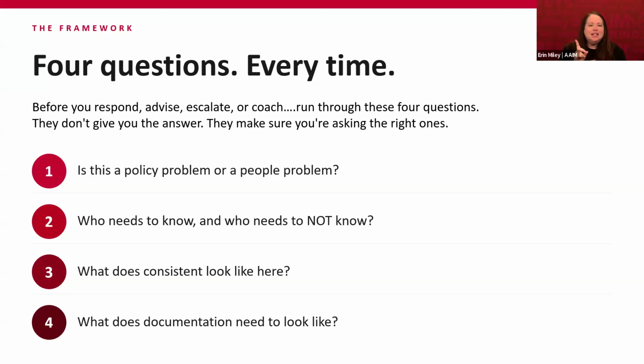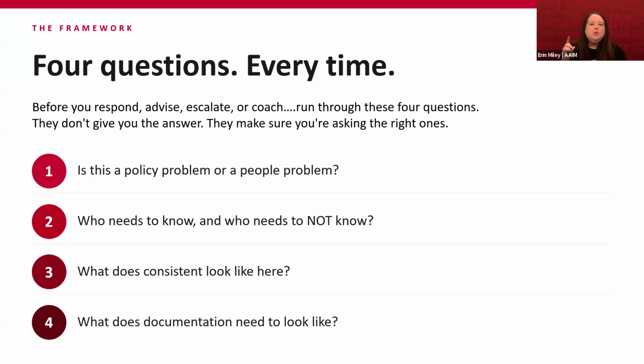Question 1, is this a policy problem or a people problem? These need different responses. Combining or blending them is one of the most common mistakes we see when it comes to these types of employee relations issues. It's the muddying the waters of, is it a policy or is it a people problem?